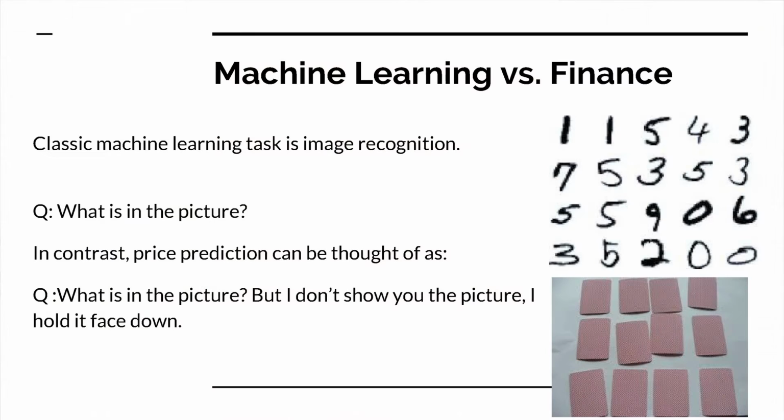So now I would like to have a metaphor, something that you can remember once you walk out of this room. What is different between machine learning and finance? The classic machine learning task would be image recognition. So you're given a little drawing of a number written by hand, and you need to tell what number this is from 0 to 9. So the question is, what's in the picture? Somebody shows you the picture.